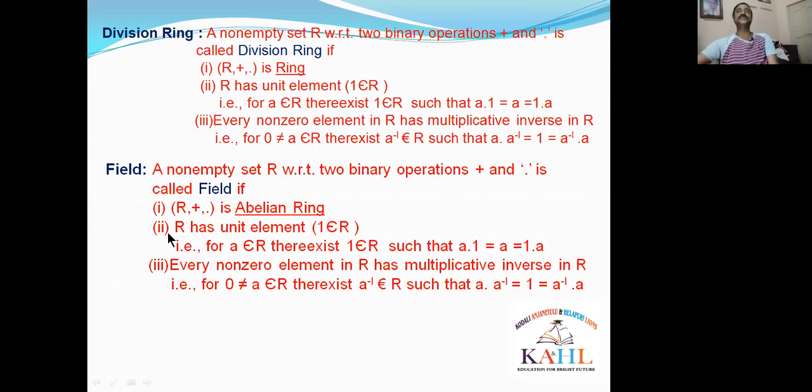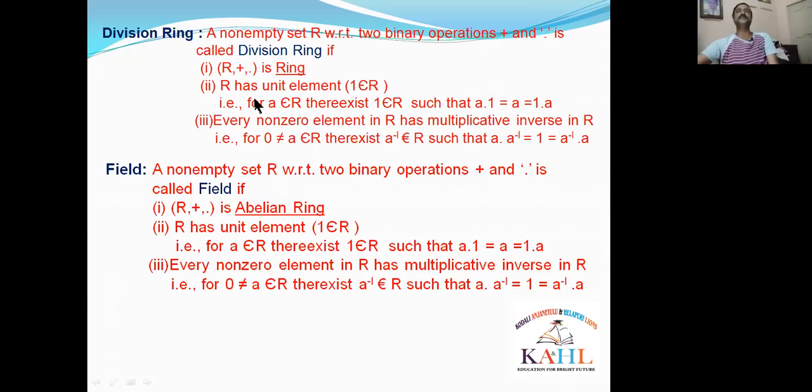The next condition is the same as the division ring. R has unit element, R has unit element. The same condition. The third one is every non-zero element in R has multiplicative inverse in R, which is also there in the division ring definition. This is also the same. Second and third are the same for the division ring and field. What about the first one? There is a small difference. What is that? In the division ring, (R, +, ·) is a ring. In the field, (R, +, ·) is an abelian ring.